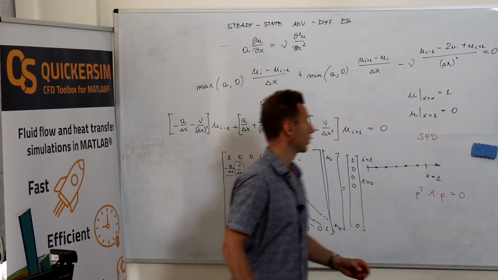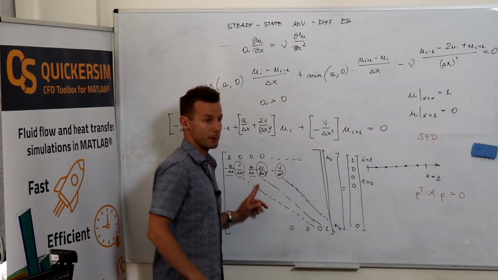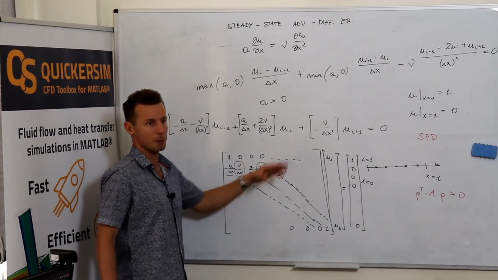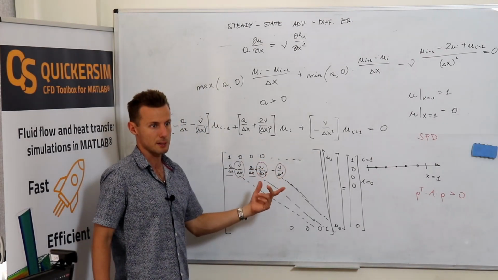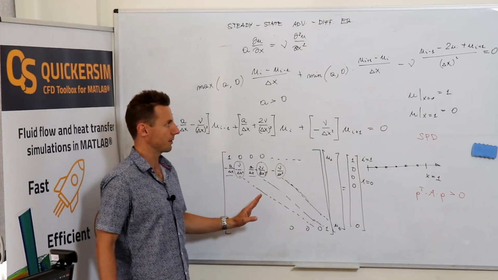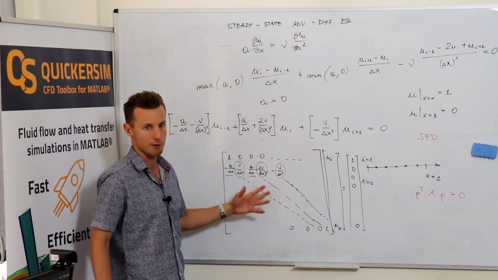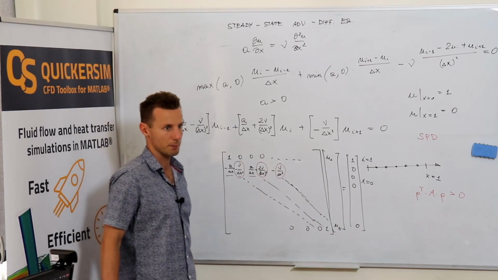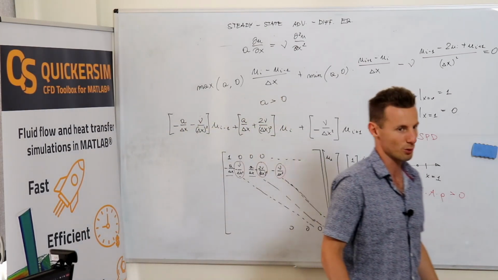If you've got time, I strongly recommend implementing that in MATLAB and playing around with different discretizations, different diffusivities and different velocities, to see that for Peclet numbers higher than 2, you end up in a place where you don't want to be.